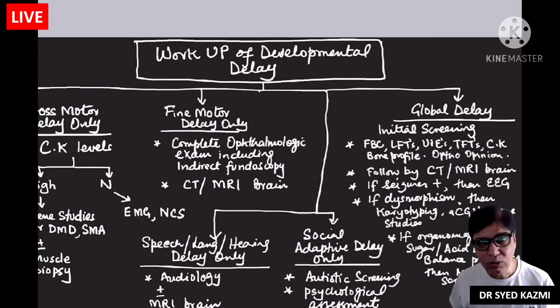Now, how do we work up? This is a $1 million question. Let's say you have identified a child who has a problem in one domain or in two or more domains. What would you do after that? Obviously you want an answer for what has caused that. So workup is very important, and I have made an algorithm which I have taken from different books, and I hope this is a simple one. This would help you in understanding how you should approach practically.